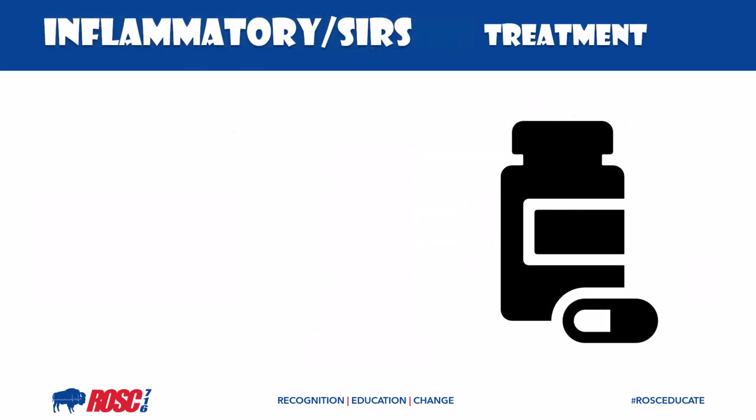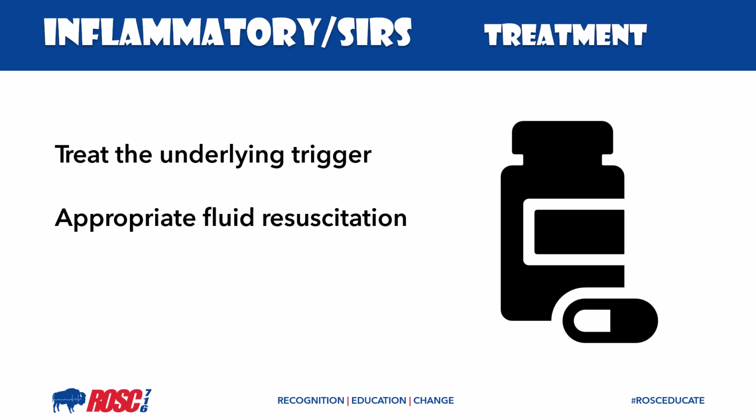As far as treatment, I don't have landslide recommendations here. Supportive care should focus on treating and resolving the underlying trigger. We should focus on appropriate fluid resuscitation. And then lastly, we should be reaching for our vasoactive medications to support our SVR and our mean arterial pressure. And there's not clear recommendations in this department, but one would surmise that norepinephrine is the suitable first-line agent.